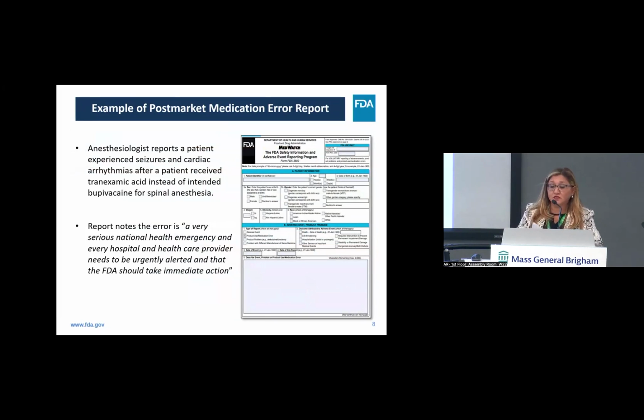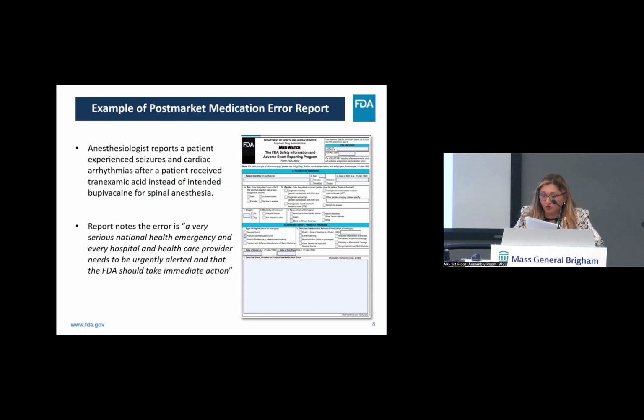from anesthesiologists reporting that a patient experienced seizures and cardiac arrhythmias after receiving tranexamic acid instead of bupivacaine for spinal anesthesia. And the report also says that this is a very serious national health emergency, and every hospital and healthcare provider needs to be urgently alerted, and that the FDA should take immediate action. So our analysts, when they receive this report, will review and assess it. They will think in terms of what type of error it is, or where potentially this happened.